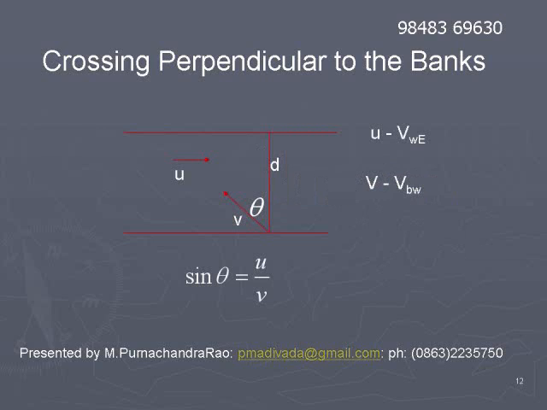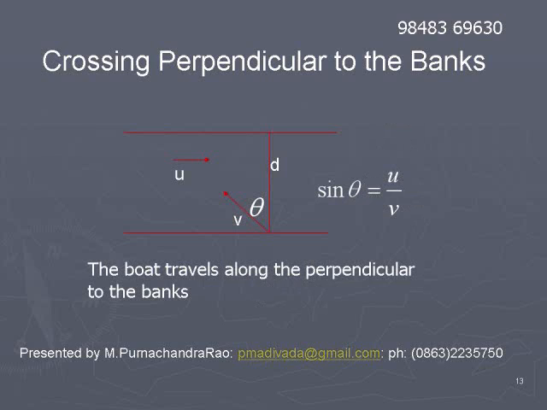When the boat is directed at an angle theta such that sin theta is equal to u by v, if the boat is heading up the stream at an angle theta with the perpendicular to the banks such that sin theta is equal to u by v, then only the boat travels along the perpendicular to the banks. So it should head up the stream with some angle so that it may cross the banks perpendicular to the banks.